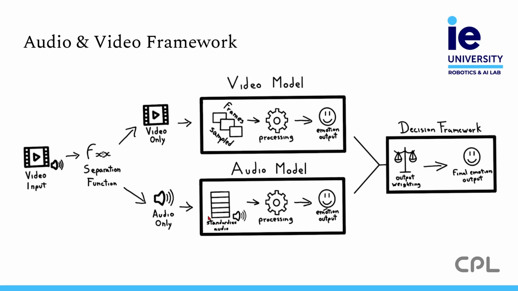Similarly, the audio model standardizes the audio length, processes it, and gives us as output the probabilities for each emotion inside the audio. Then, both of these probabilities are fed into a decision framework, in which we do some output weighting in order to give the final emotion output.